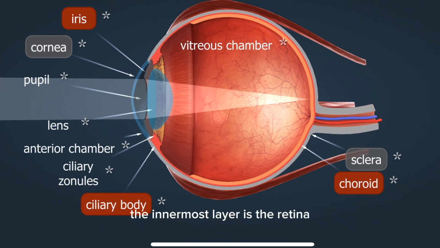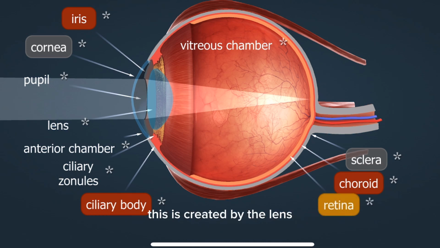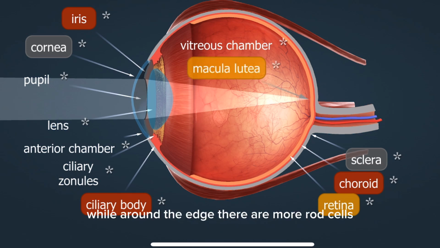The innermost layer is the retina. This is where an inverted miniature image is formed of the object viewed. This is created by the lens. Its receptors are called rod cells and cone cells. The area of the retina responsible for visual acuity is called the macula lutea. In its center, there are only cone cells, while around the edge, there are more rod cells.